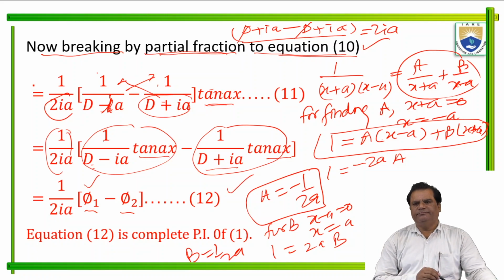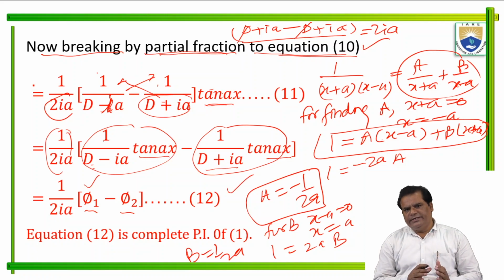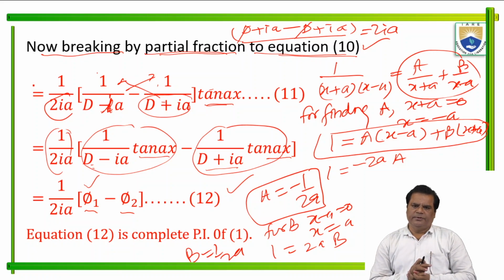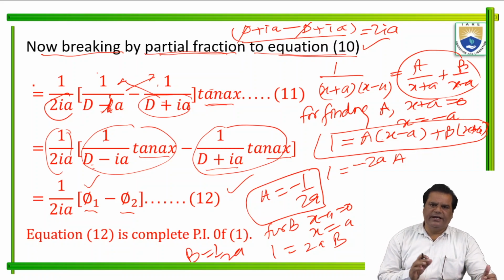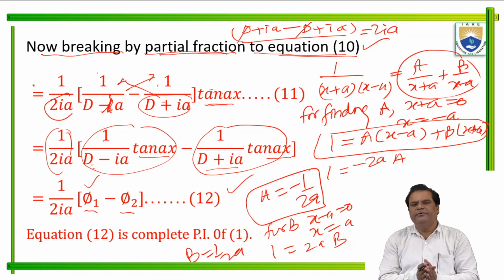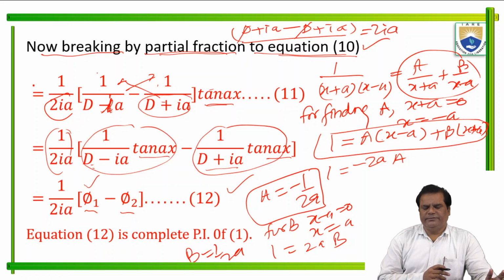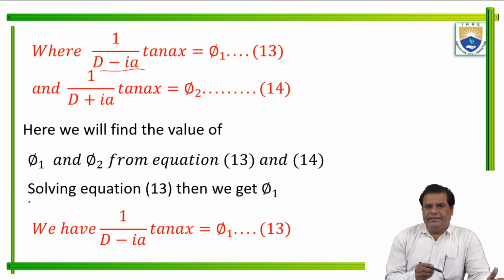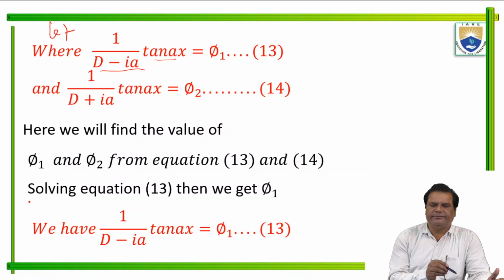This is equation 12. Equation 12 is the complete particular integral of equation 1. Here we find out the values of phi1 and phi2 one by one. Then when we get the complete phi1 and phi2 and put them in equation 12, we get the complete PI. So equation 12 is the complete PI of 1, where 1 upon D minus ia, sin(x) equals phi1. I am considering this.